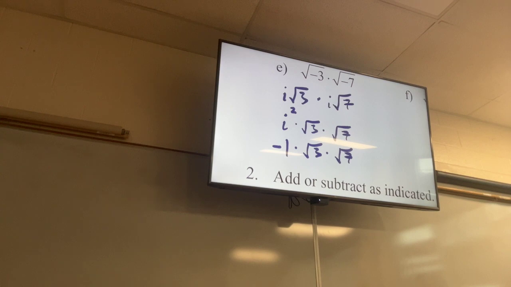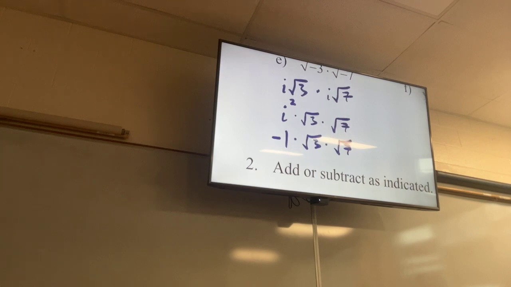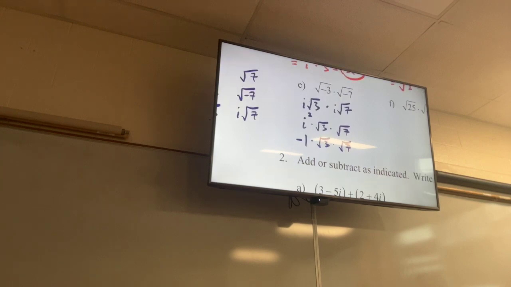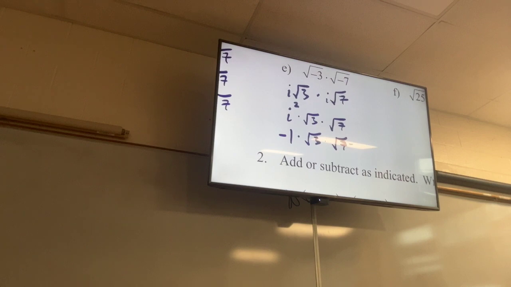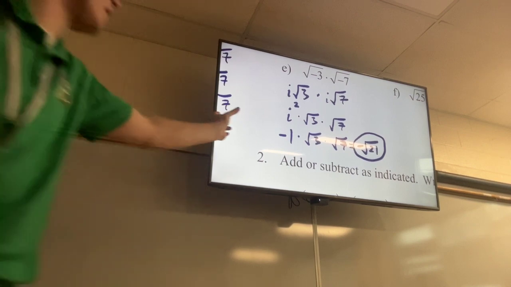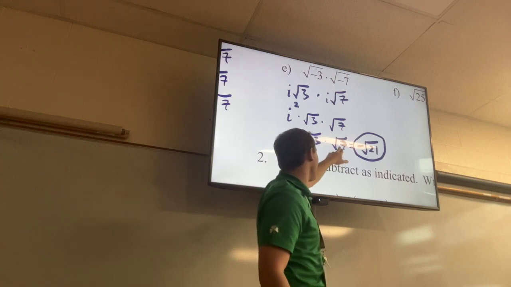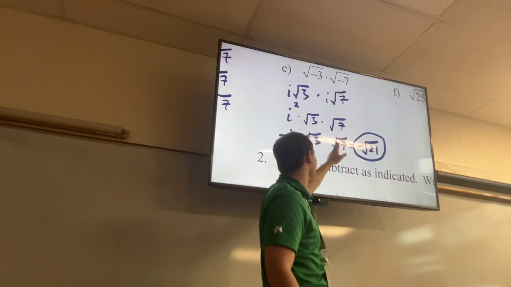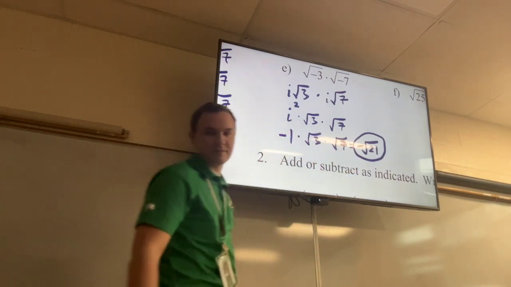Okay? I think I'd probably accept that answer, but you can simplify it further. I'd prefer that. You can rewrite root 3 times root 7 as just root 21. So this is negative root 21. Okay. So you can combine them into one square root. You can combine these two numbers into one square root by just multiplying these two together.